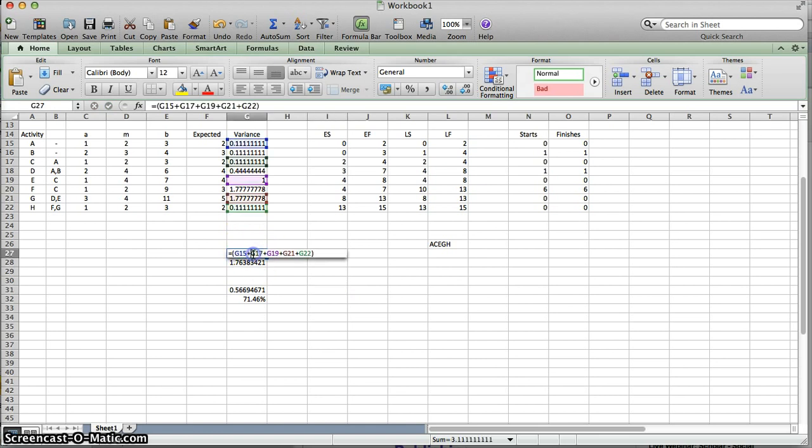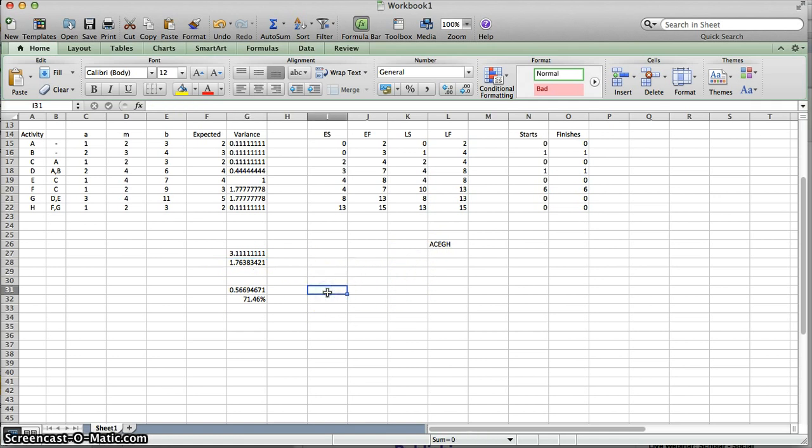I want to go over here and make sure that we're clear on that. So we've determined our critical path. Those are the ones without any slack time. We've added up those variances. And then to make sense of that, we take the square root of that number. So equals SQRT, parentheses, and then we plug in that value, close parentheses, and that means that our one standard deviation is 1.76 weeks. That's how much it varies. And then we can use that to our advantage once again.